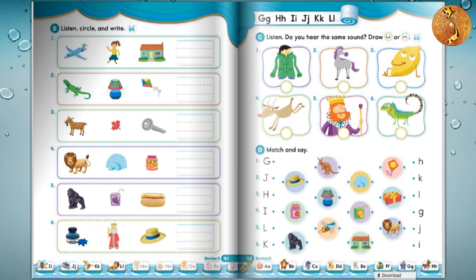Page 41. B. Listen, circle, and write. 1. Jet. 2. Lamp. 3. Key. 4. Igloo. 5. Gorilla. 6. Hat.